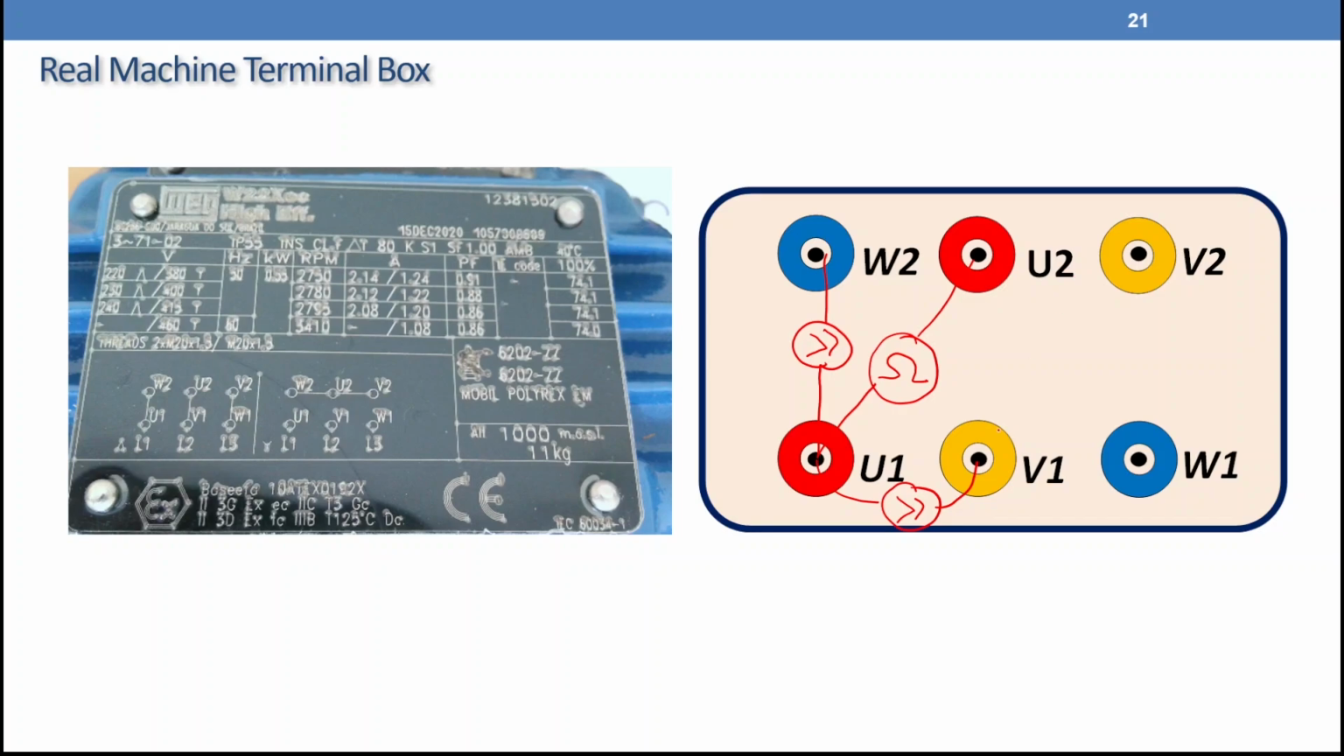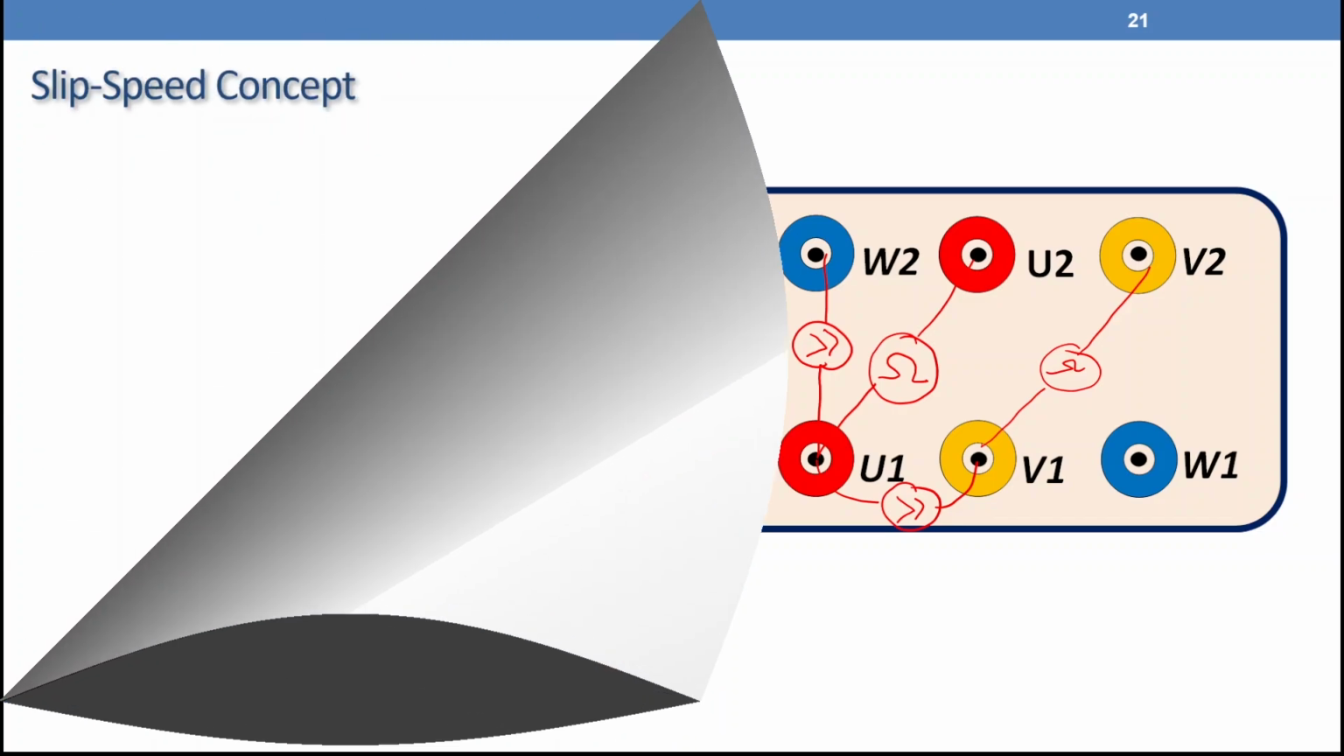But for the specific phase, we should measure a certain value between V1 and V2, between W1 and W2. Also, we notice that U1, U2, V1, V2, and W1, W2 should give almost the same value, because the machine is symmetrical. So now we have the option to connect the machine as we wish, but we need to consider the nameplate values, something like the rated voltage, rated frequency, rated current, and how we are going to arrange the terminals. Now let's look at the second part of this video about the slip speed concept.